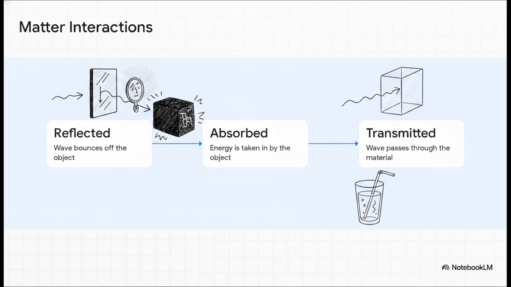And here's a wild fact. When light is transmitted between different transparent materials, like moving from the air into a glass of water, the path of the light actually bends. So the next time you see a straw looking broken in a glass of water, you are literally witnessing wave transmission and bending in action.